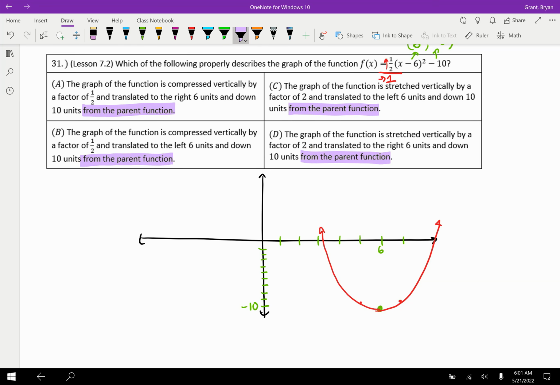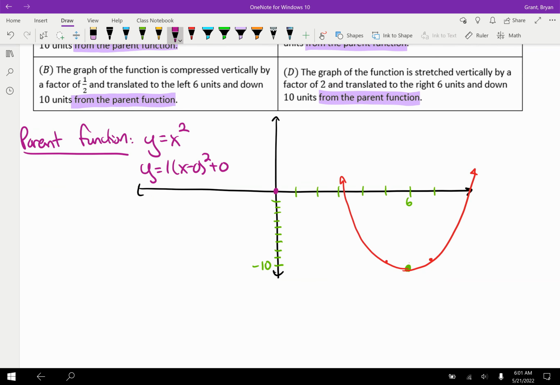We should remember that the parent function of a parabola is the most basic parabola that there is. Our parent function is the equation y = x². This x² is technically (x - 0)² + 0 with a 1 out front. That's as basic as it gets. It tells us it starts at (0, 0), right? And then I can run those same tick marks up this way, and it's going to go up 1 over 1, up 1 over 1, and look something like that. That is our parent function.